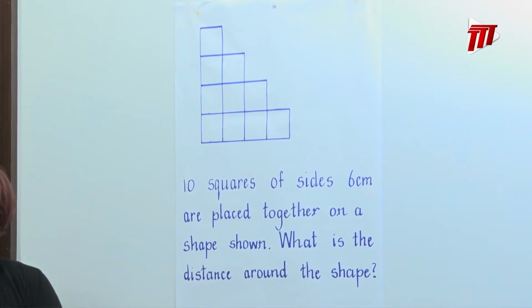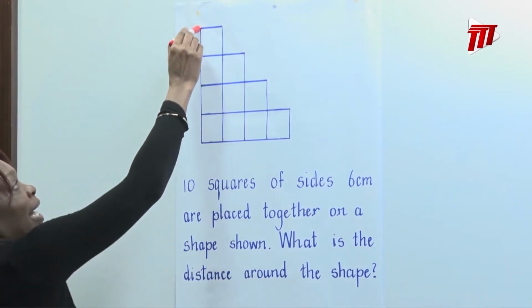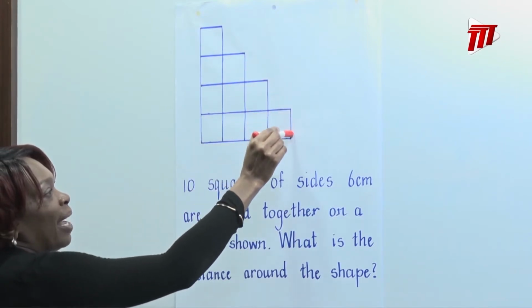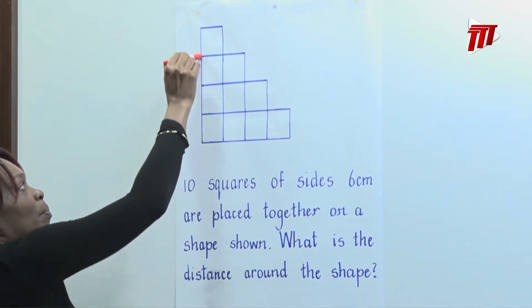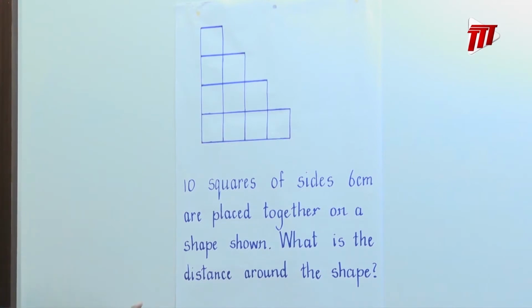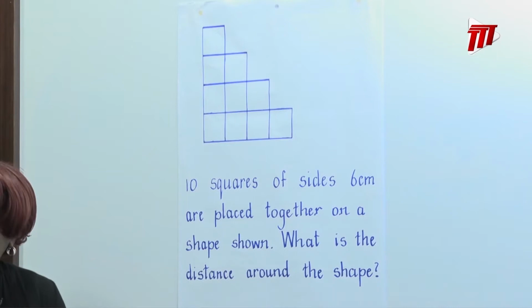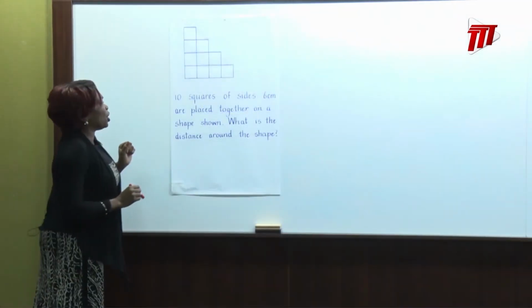So what are we going to look at? I'm going to trace it. We are looking at the perimeter. Are you seeing it? The perimeter. Wonderful. Because distance around is perimeter. Do you remember that? Now, what other information is given?